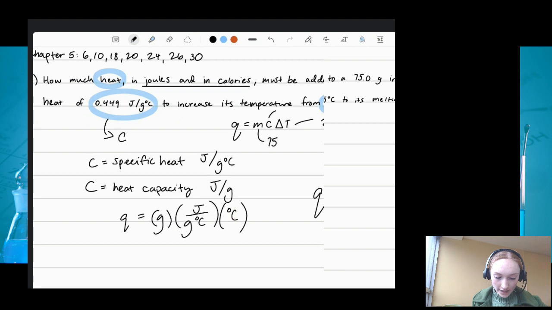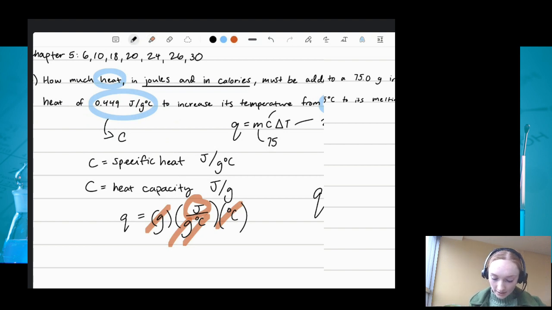And so everything will cancel, as you can see here. So the grams cancel out with grams, the degrees Celsius cancels out with the degrees Celsius. So we'll end up with joules. And so the question is asking the answer to be joules and calories. So we'll get an answer in joules, and then we'll need to convert it to calories.